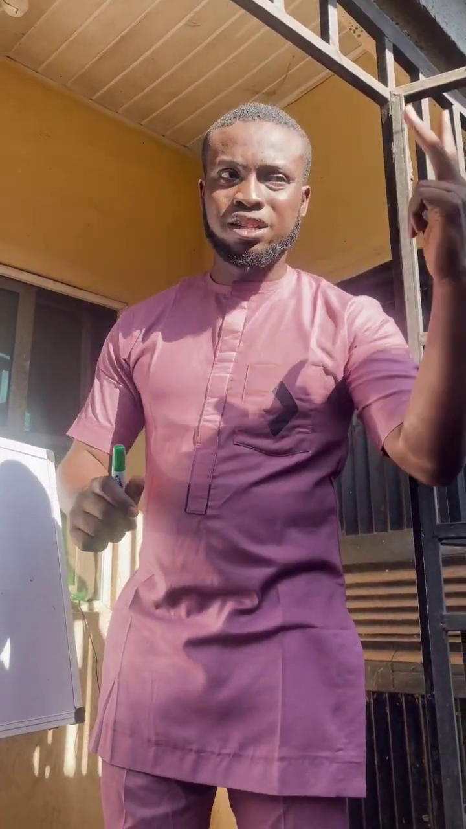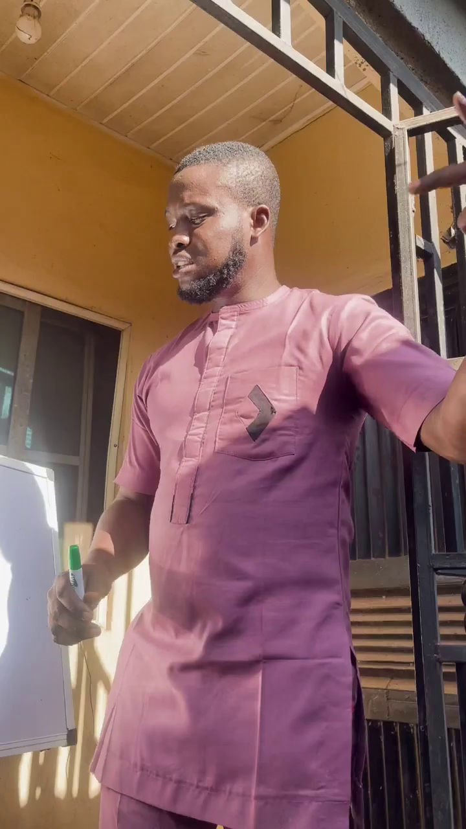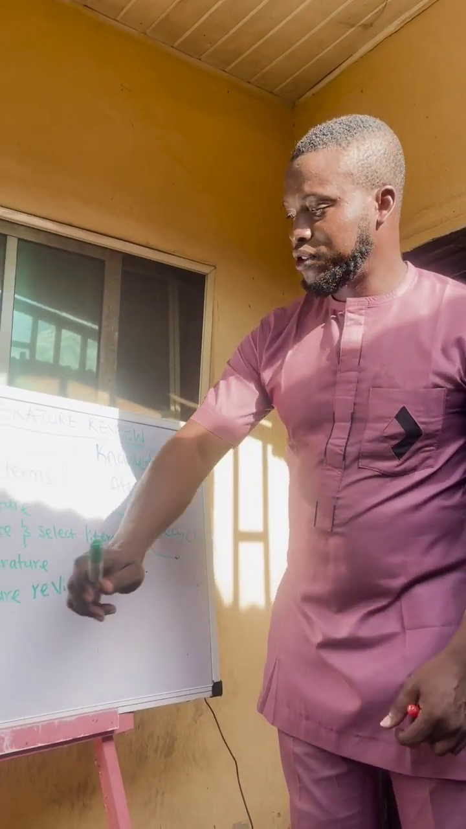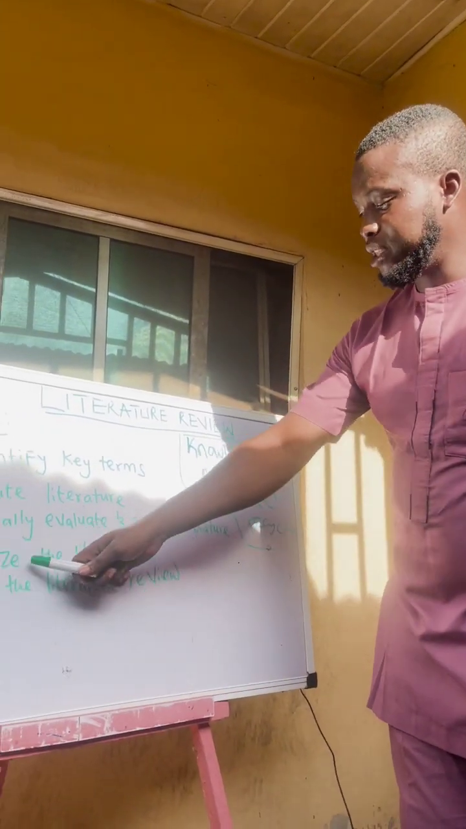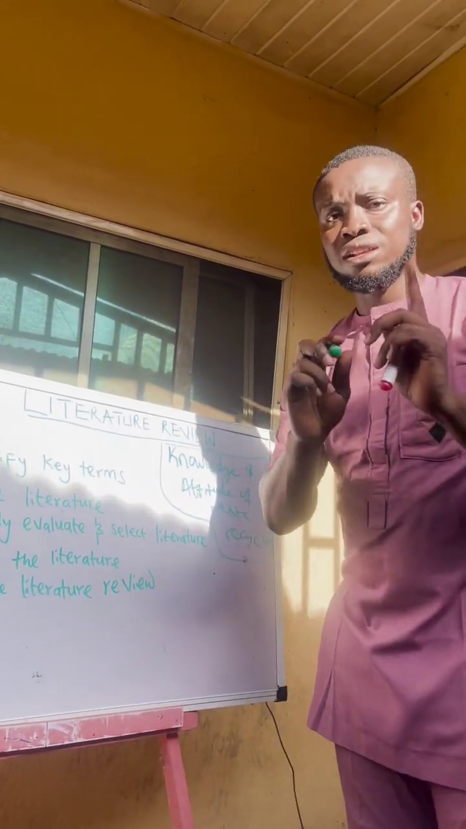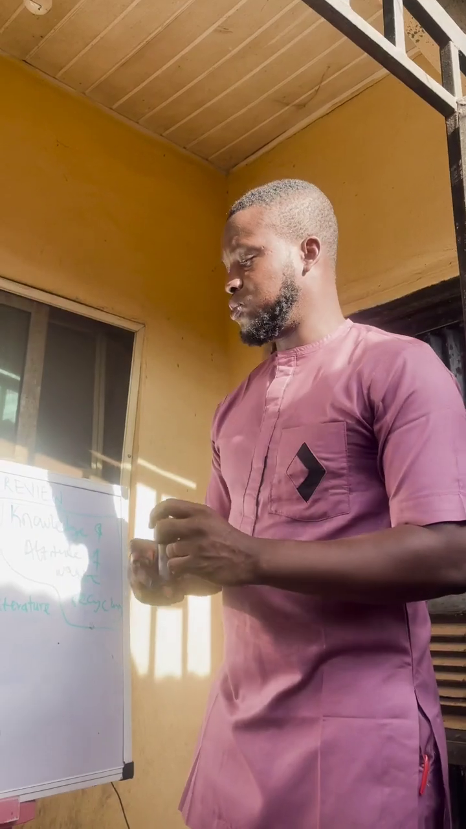The two criteria you must consider when evaluating are how good and accurate the materials you've gotten are, and secondly, how relevant they are to your topic. We just finished critically evaluating and selecting literature. When we're done with that, we organize the literature.